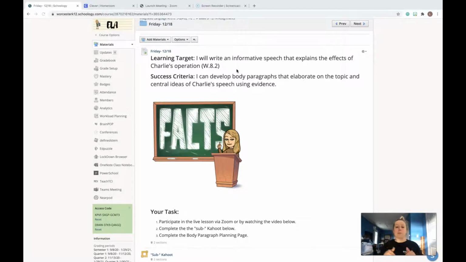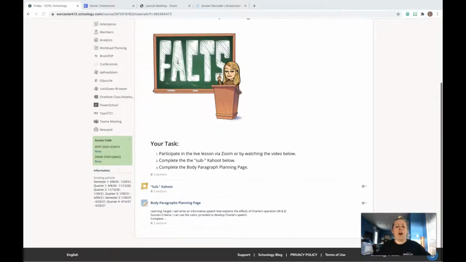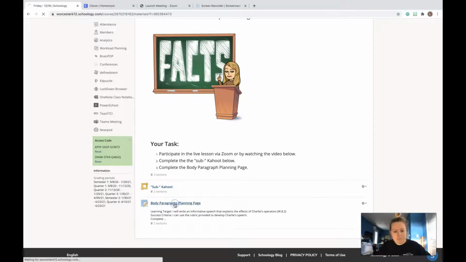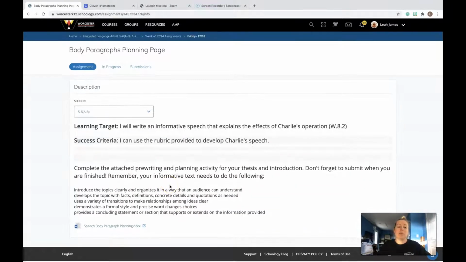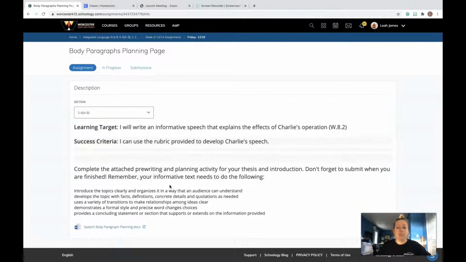So in your warm-up, you probably said that facts are going to be incorporated into here, details from the text, quotes from maybe Dr. Strauss, those different types of evidence, examples of what Charlie went through, some of his feelings, and so on and so forth. All of that's going to be incorporated into your body paragraphs. So once you get in, remember your rubric is still a part of this. Please don't forget to read it.